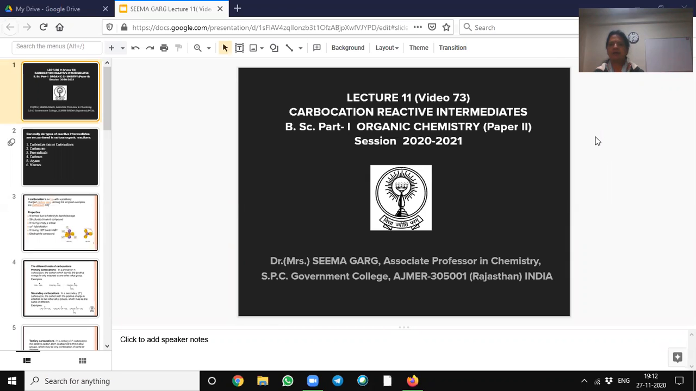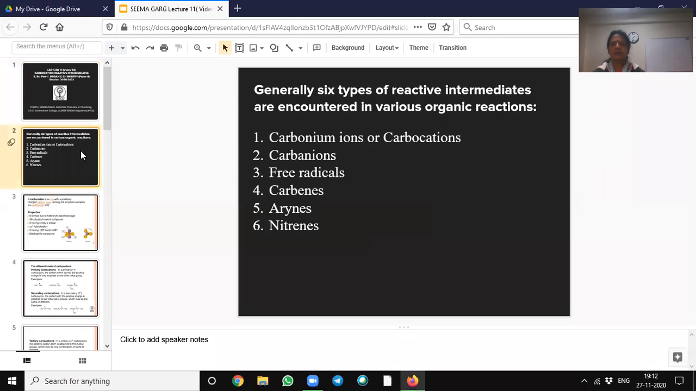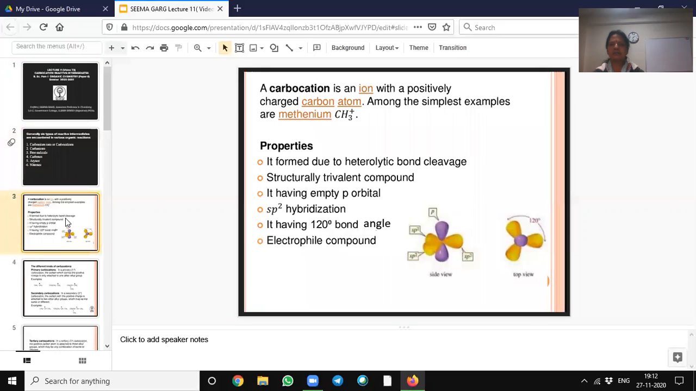It is regarding carbocation reactive intermediates. It is for B.Sc Part 1, Organic Chemistry, Paper 2. Generally, 6 types of reactive intermediates are encountered in various organic reactions: carbonium ion, carbocation, carbanion, free radicals, carbenes, arynes, and nitrenes.